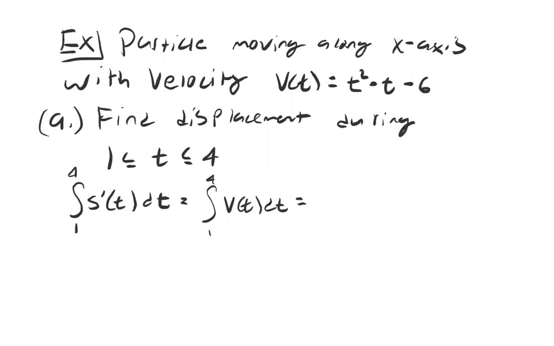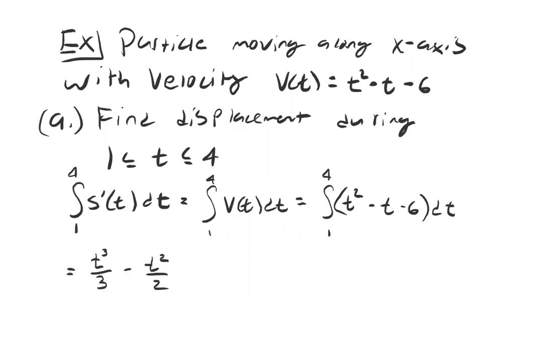Let's go ahead and plug in; we have a function for v(t). This is the integral between 1 and 4 of (t² − t − 6) dt. I put parentheses around it just so you know that all of this is being integrated. The dt also helps with that, but just to be doubly careful. Then we're going to integrate this function term by term. I'm going to do it quickly because, again, this is just a review. So t³/3 − t²/2 − 6t, evaluated between 1 and 4.